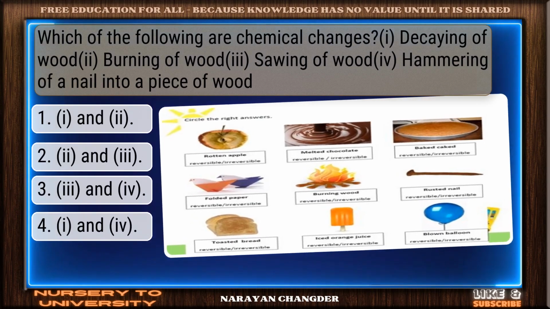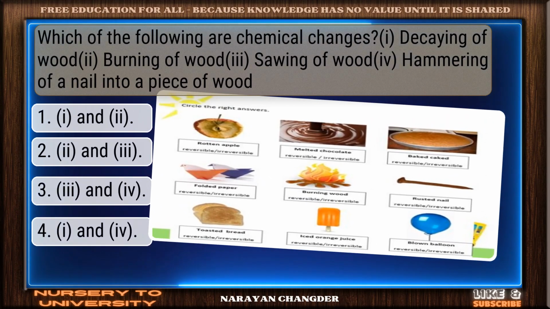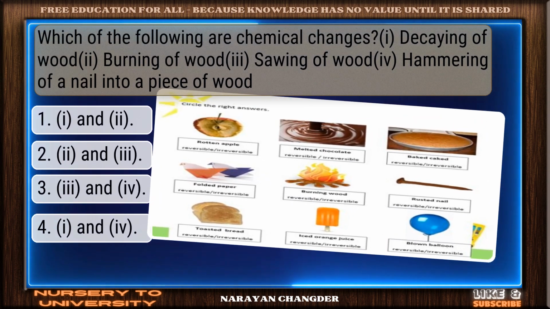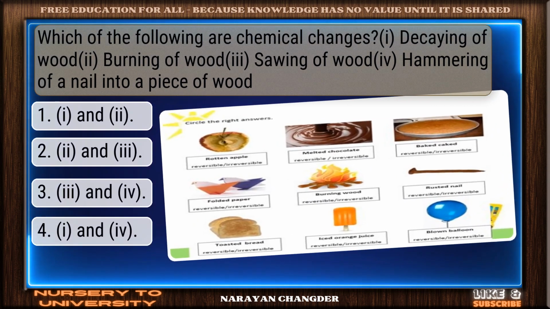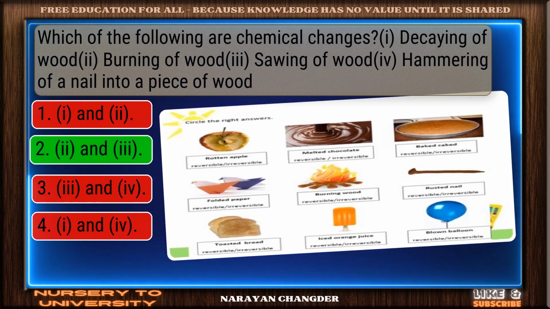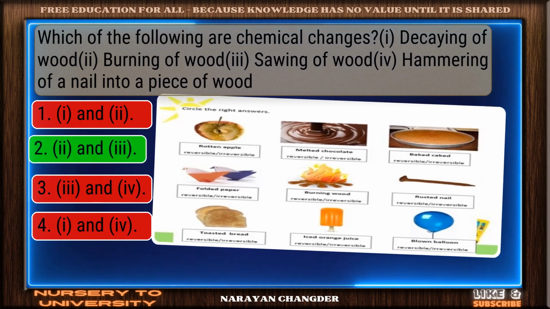Question number 6. Which of the following are chemical changes? Decaying of wood, burning of wood, sawing of wood, hammering of a nail into a piece of wood. Valid point, and is true.